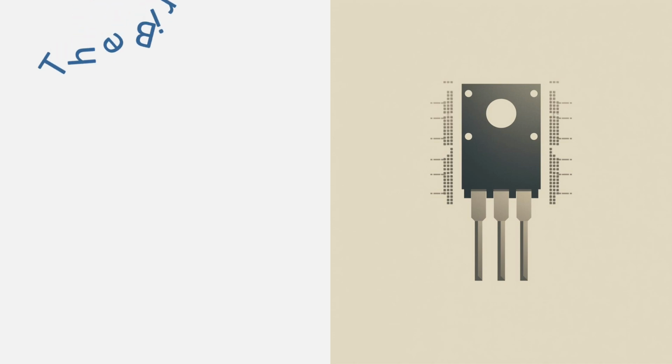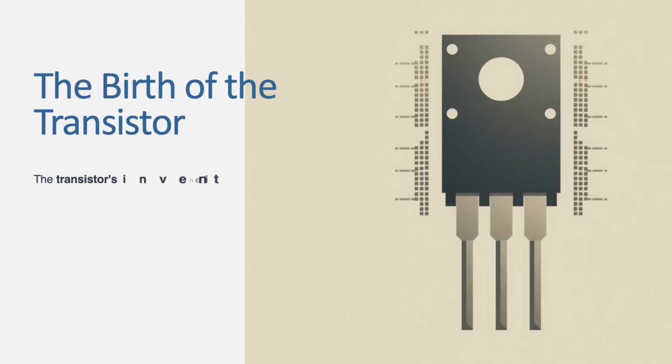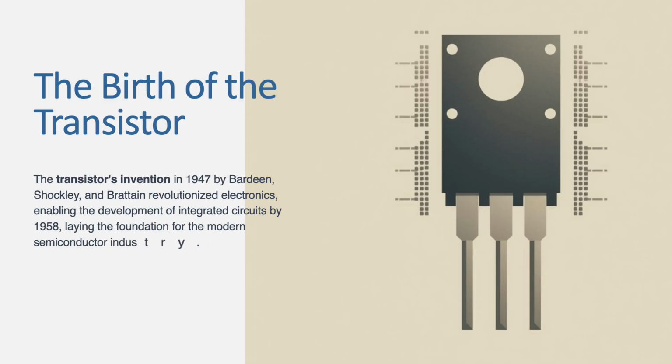It all started with the birth of the transistor. The transistor was invented by three physicists, namely John Bardeen, Walter Brattain, and William Shockley. This invention was done in 1947 at Bell Labs. For this, they were also awarded the Nobel Prize for Physics in 1956. This invention revolutionized electronics, enabling the development of integrated circuits, or ICs, by 1958. Thus, it laid the foundation for the modern semiconductor industry as we know it today.